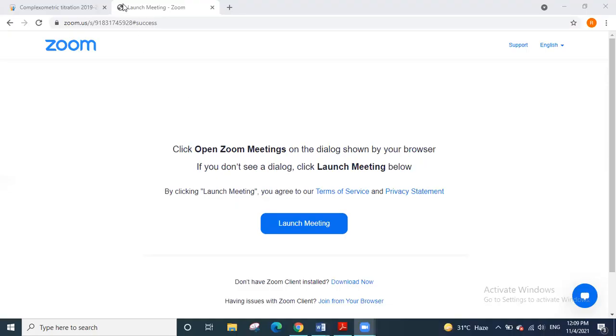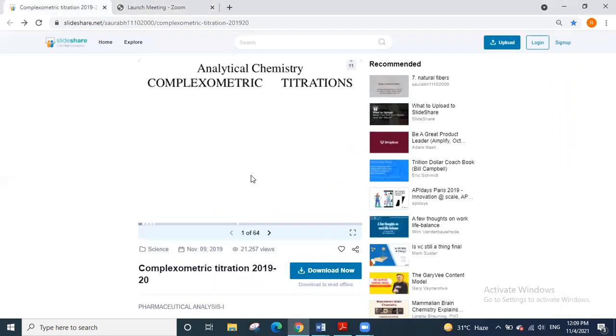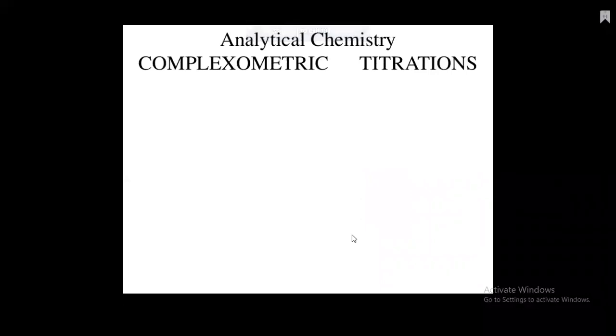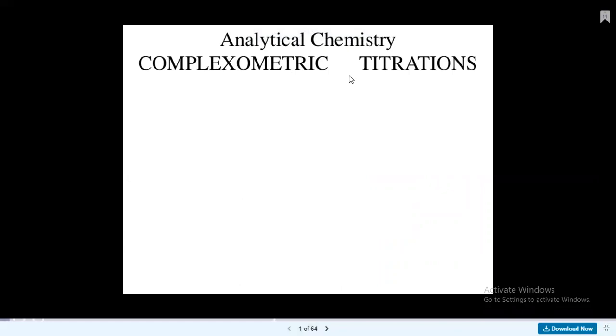So first I want to share this presentation. Okay, this is a complexometric titration. I found it on NAT. Now I start to explain it. First one, that is a complexometric titration.